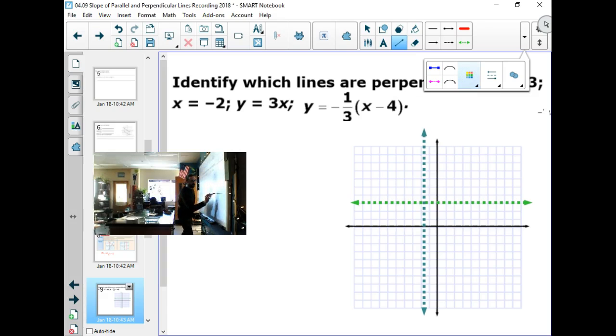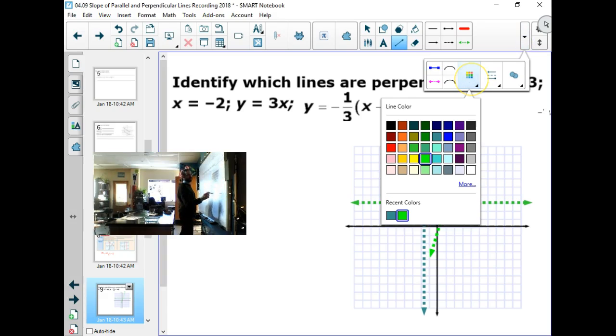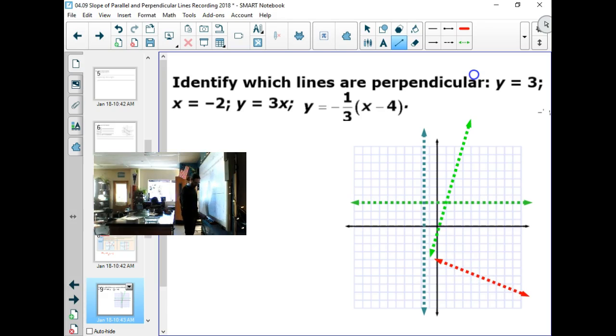So this one is going to go through 0. It's going to go up 3 over 1. And then I'm going to pick one more color that's way different. How about red? And the last one has a slope of negative 1 over 3. And again, I know that goes through this point here, negative 4, 1, down 3 over. And I can extend that.